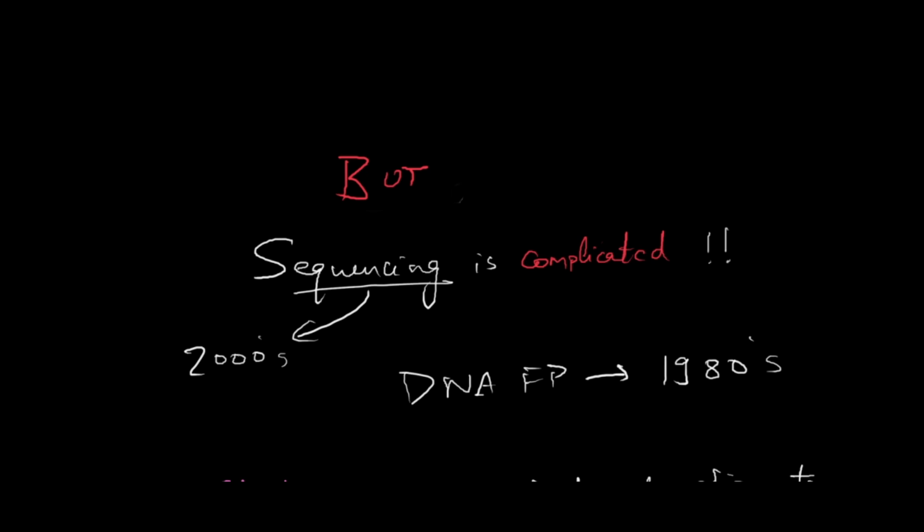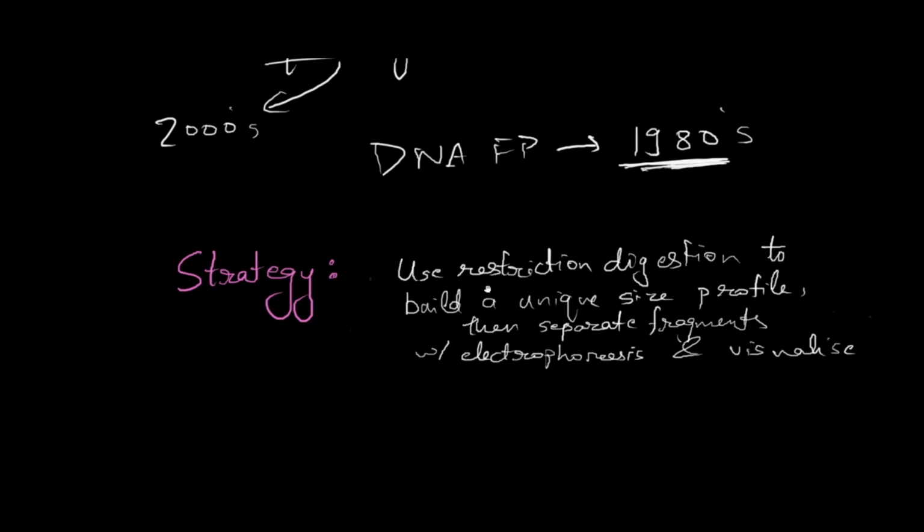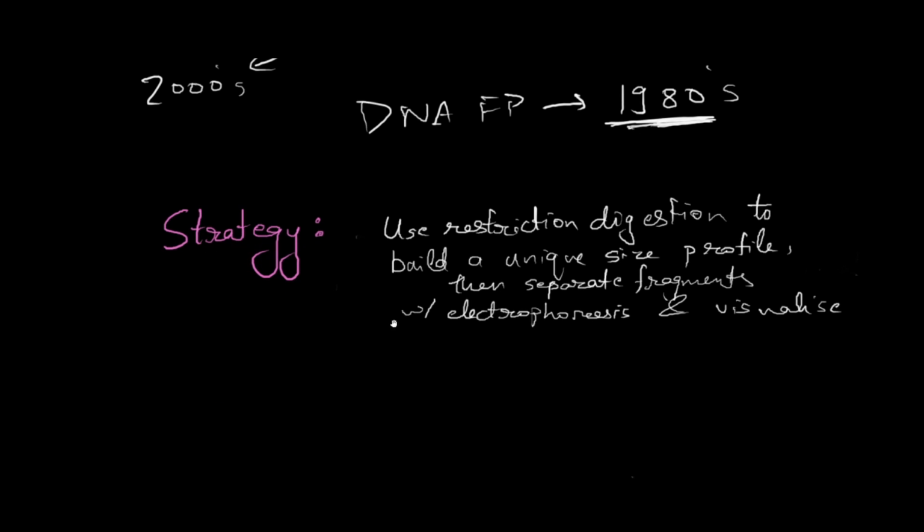So this video is basically about how on earth did people figure out back in the 1980s, before they had advanced sequencing methods for DNA, how on earth did they profile a person's DNA and use it to basically solve a murder mystery that you might find on TV and so on, right? And the broad strategy to do this looks something like this. So you use restriction digestion to build a unique size profile of DNA fragments.